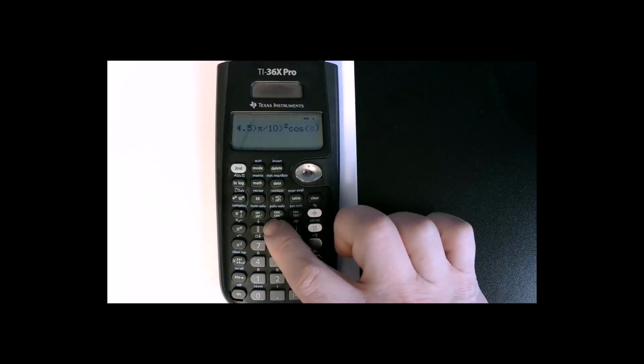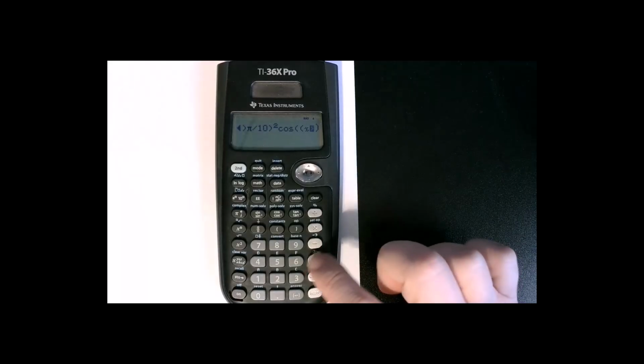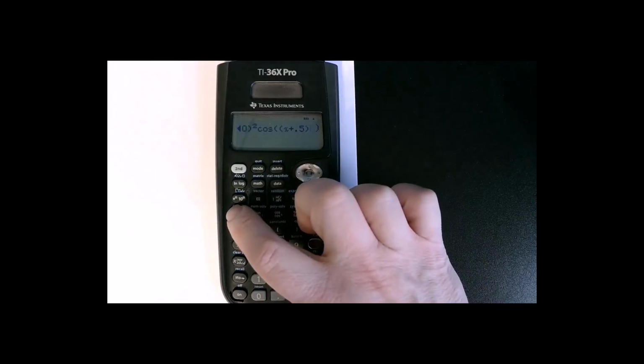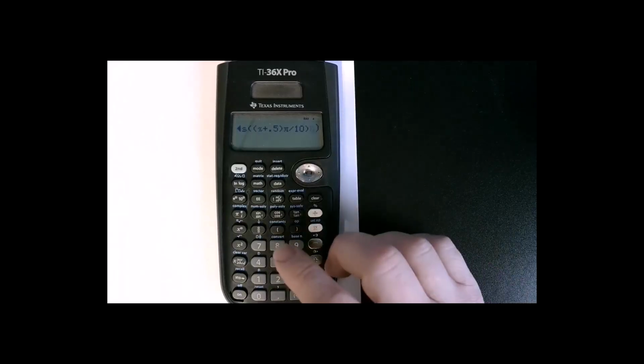So we're going to have to do another parenthesis, x plus 0.5, close that, pi divided by 10. Then we're going to close the trig function. And then we're going to multiply by the delta x. The delta x is still pi over 10.